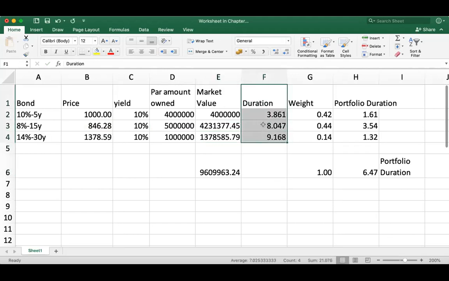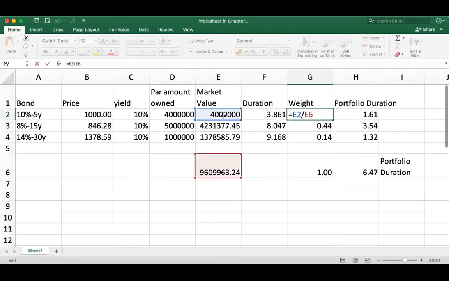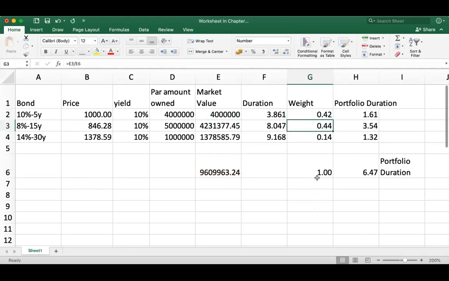So now what I will do is calculate the weights for each of these bonds. How to calculate weights? First add all of these market values. What I got is basically 9,609,963, and then I have divided each of the market values by the total market value, and I got the weights. So these are the weights.